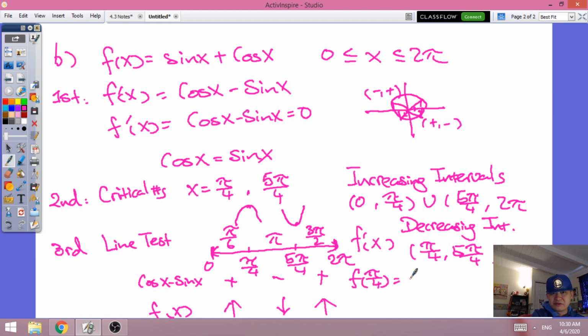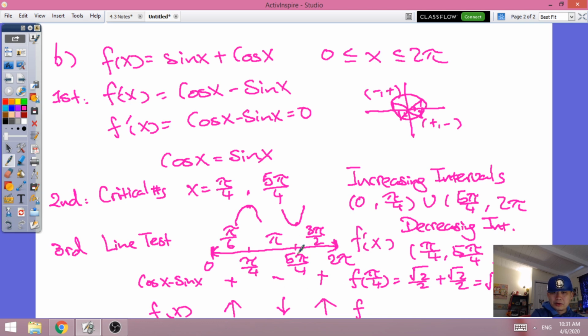So sine of pi over 4, we do have root 2 over 2. Cosine of pi over 4, it's also root 2 over 2. So root 2 over 2 plus root 2 over 2 gives you 2 root 2 over 2, which is root 2. So that means at pi over 4 comma root 2, that guarantees it's the local max.